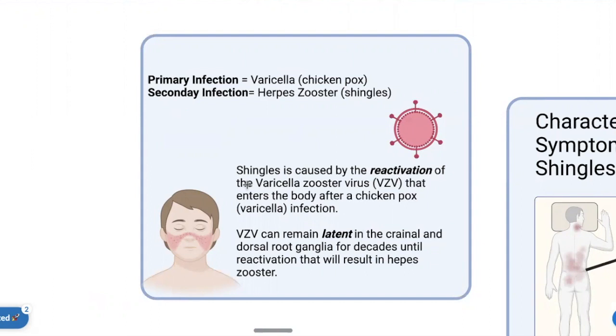Varicella enters the body by the respiratory tract and spreads from the pharyngeal lymphoid tissue to circulating T lymphocytes. The virus eventually remains latent in the cranial and dorsal root ganglia for decades to develop the secondary infection of shingles. Incidence is very much correlated with the immune status of the individual.